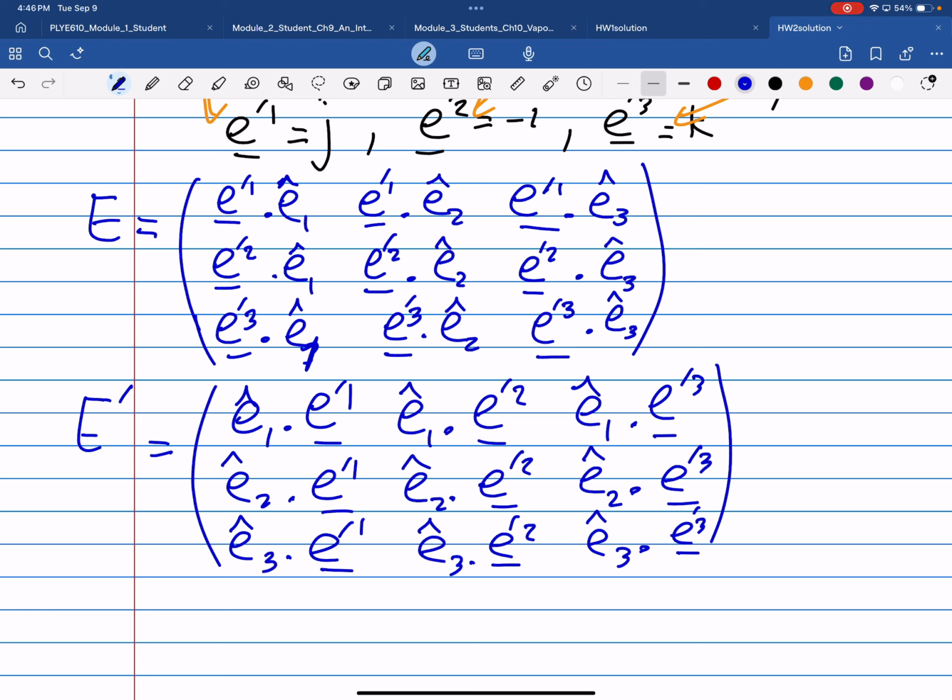But do you see a relationship between these two matrices here? Transpose. They are transpose. So we'll talk about what the transpose is. But basically the columns of E are the rows of E prime. So whenever you are dealing with a basis tensor transformation, you are basically dealing with this type of matrices. You determine one of them, the other one is going to be the transpose of this. Right?